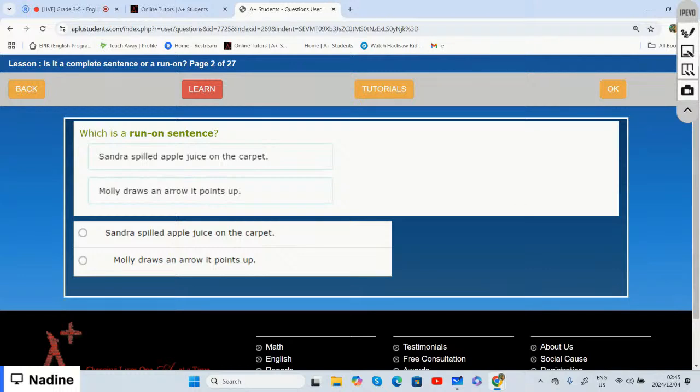All right. And if we were to select a run-on sentence, we will choose option two. Remember, it is basically like saying two sentences are in one sentence. And if we were to fix that run-on sentence, then those two sentences will then stand on their own.